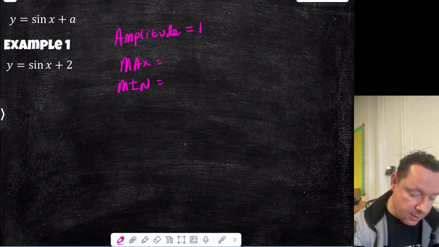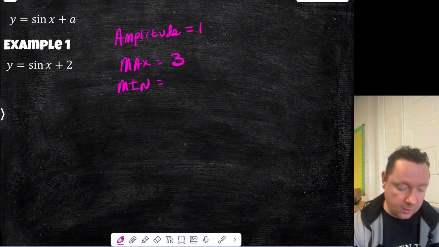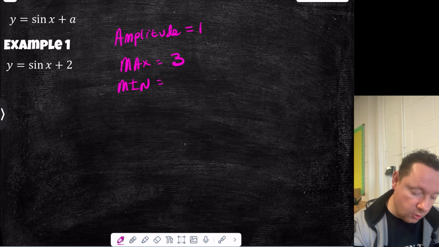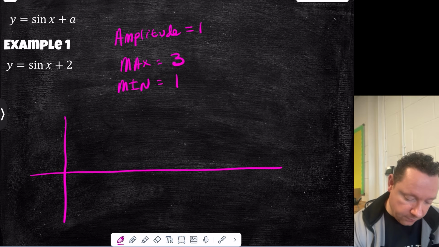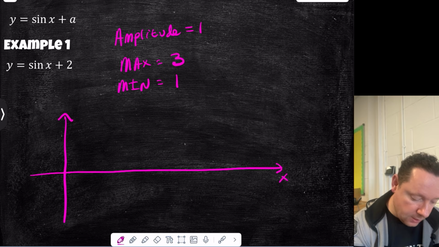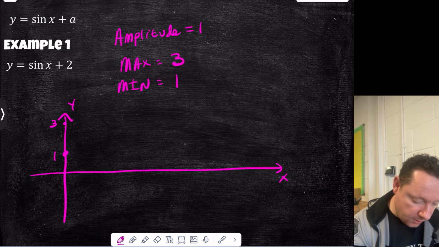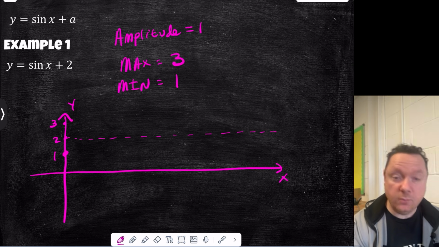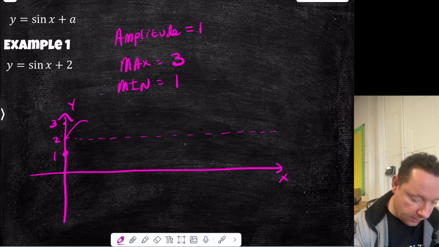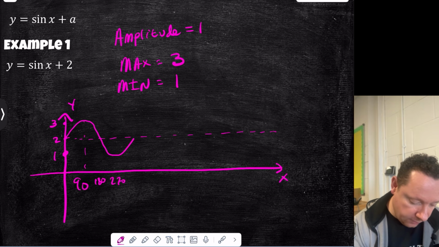So that's 3, and it goes to 1, and it goes to -1, and then plus an extra 2, so it goes to 1. So it just goes between 1 and 3. So if we draw our graph, we've got our x and our y. It's still the standard sine graph, except I'm starting at 1 and I'm spanning up to 3. So the middle is 2. That's now my new x-axis essentially. And I'm just drawing the graph between the points. So that would be 90, 180, 270, and 360.